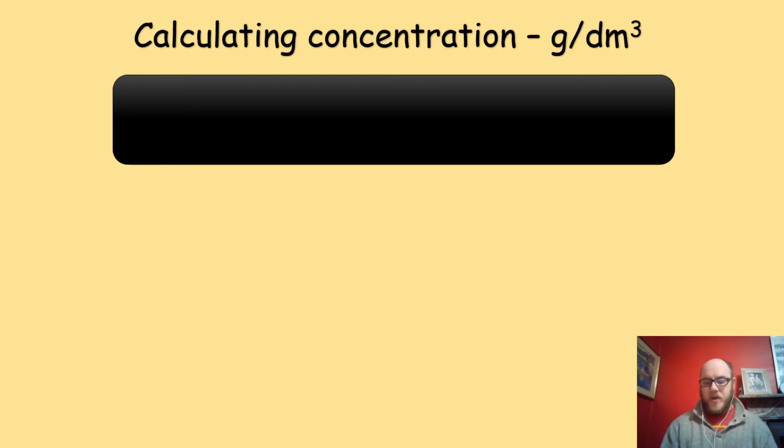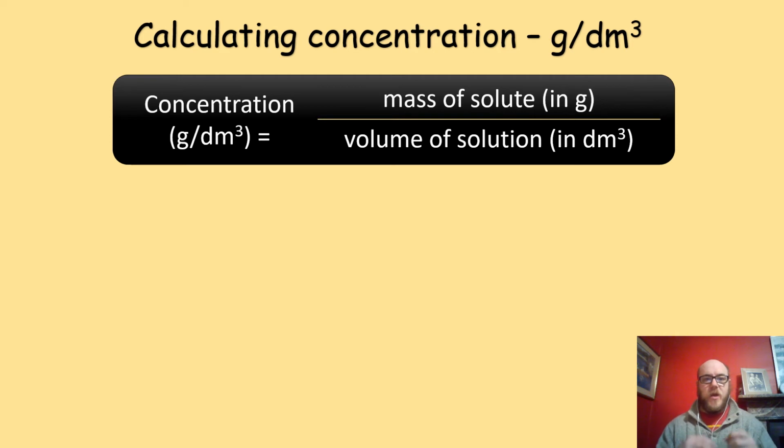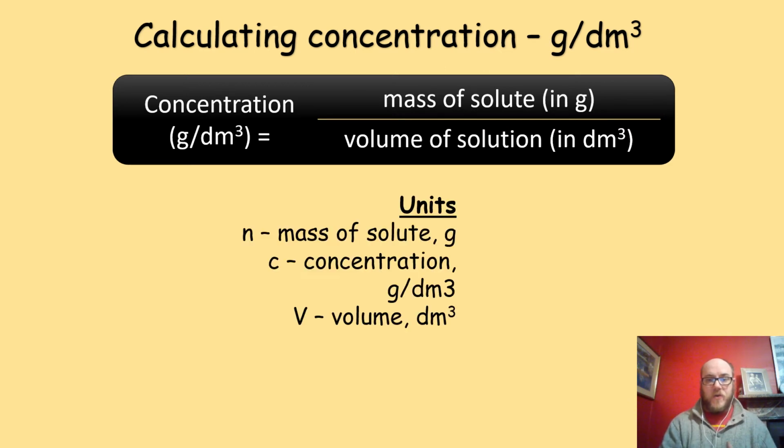So let's have a look at the equation that we use. The concentration in grams per decimeter cubed is the mass of the solute in grams divided by the volume of the solution in decimeters cubed. So this is an equation with 3 terms, and it's one that we can use an equation triangle for.